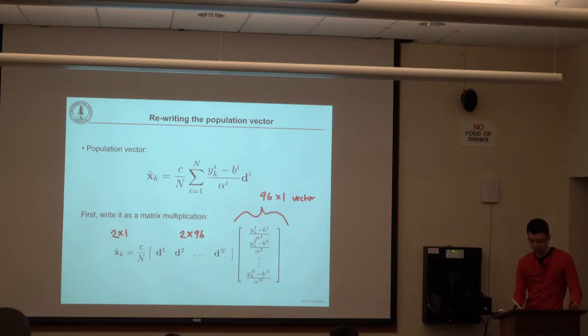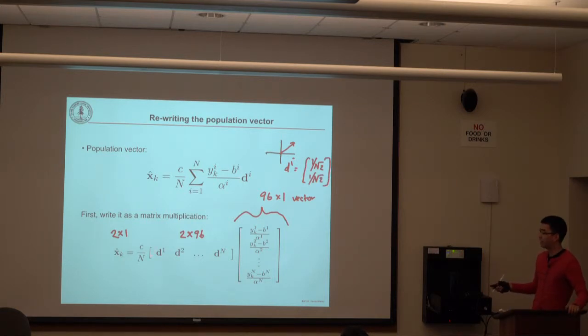And so, for example, if your preferred direction, again, was just up and to the right, then this d sub i would equal 1 over root 2, 1 over root 2. So all of these d sub i's are just 2 by 1 vectors, and we have n of them. So this is a 2 by 96 matrix.